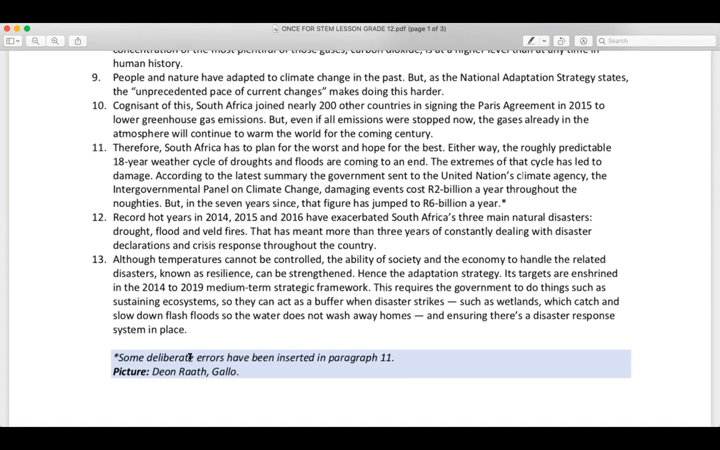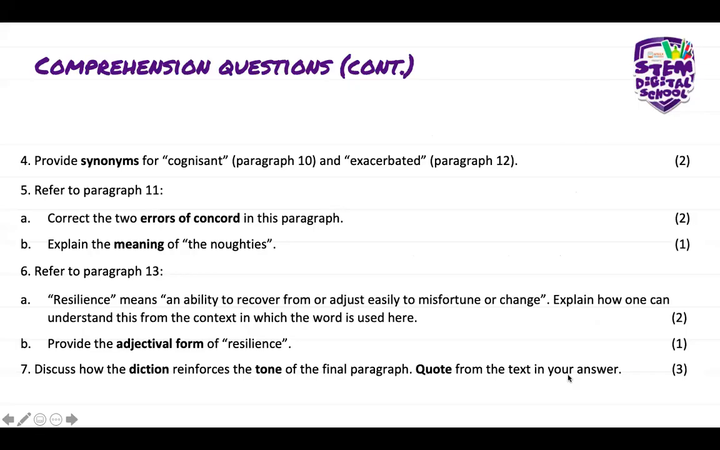Let's go. So what is the question? The question reads, identify the two. Remember the word the is very definite. So identify the two areas of concord in this paragraph, right? B, explain the meaning of naughties, right? Look at that, naughties. So correct the two areas of concord in this paragraph. What are they? Identify those two areas of concord and correct them.